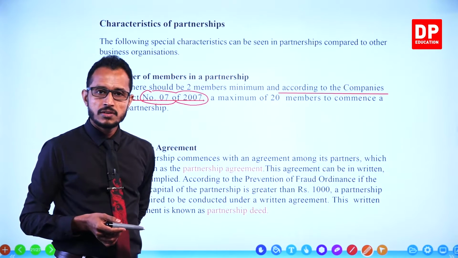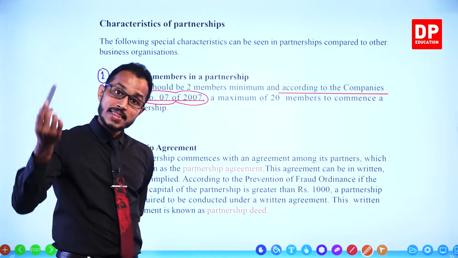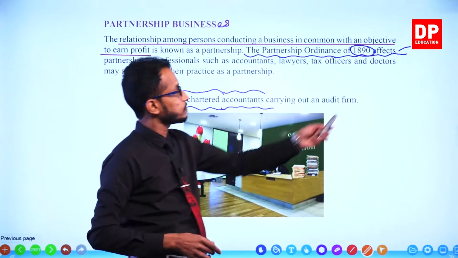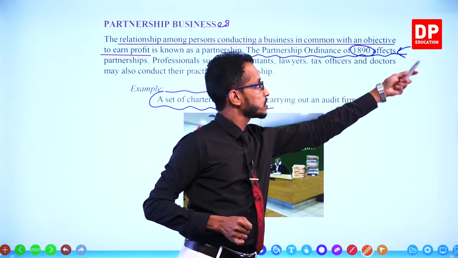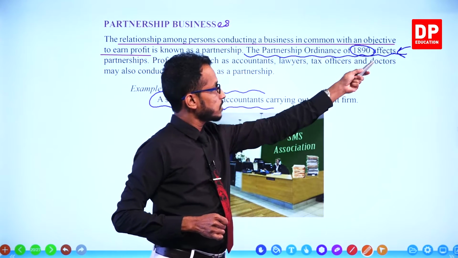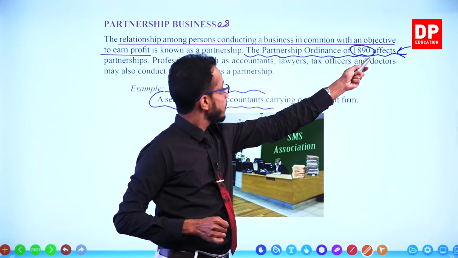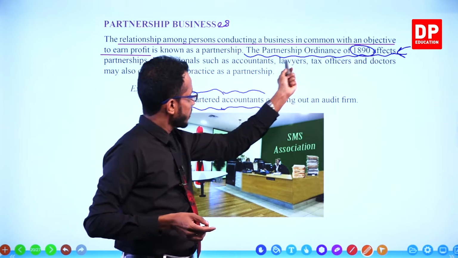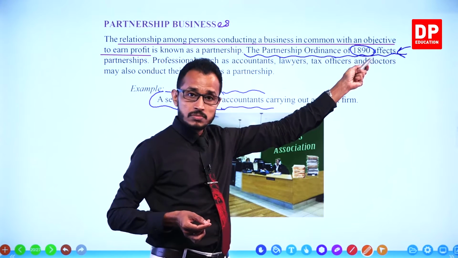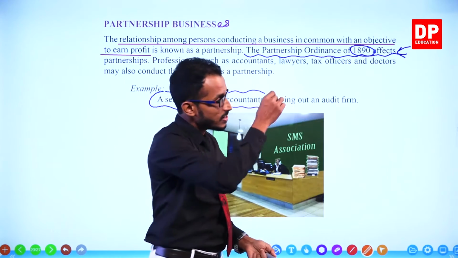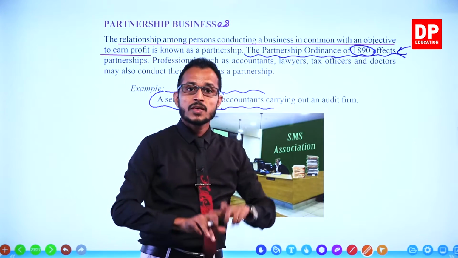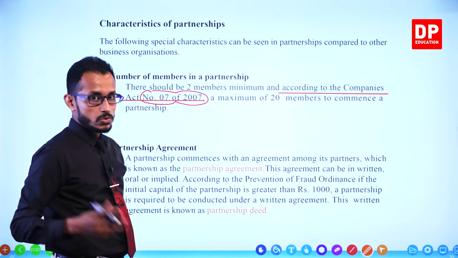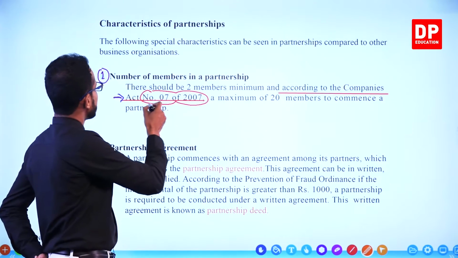Most of the children marked that answer, this one, because this ordinance, this law is directly about partnerships. So most of the children tick this. Wrong. Answer is this.